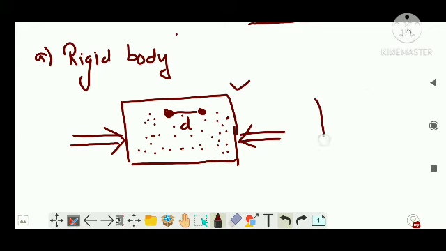Now consider a sponge, right? Let's say sponge, I'm going to redraw. This is the sponge. And after application of the force, what happens? The shape of the sponge becomes like this.